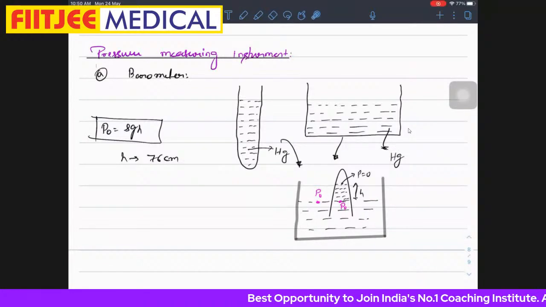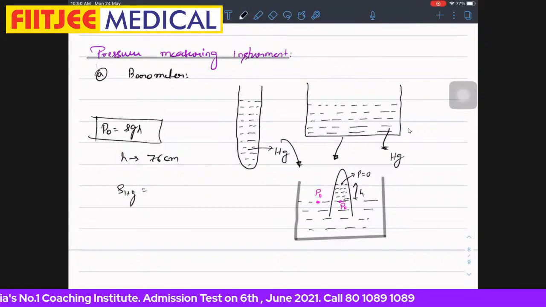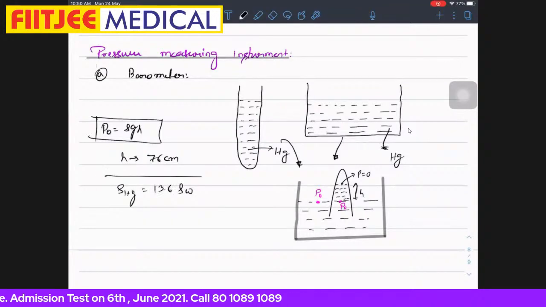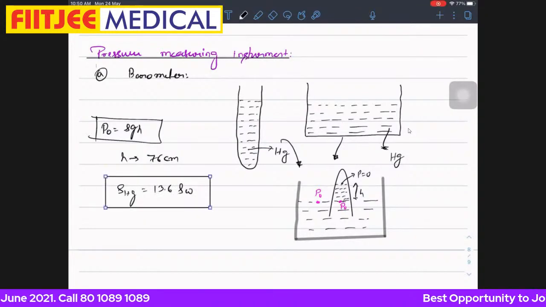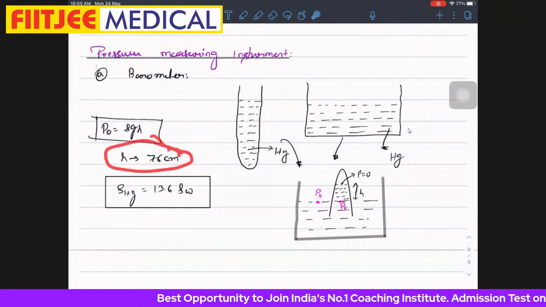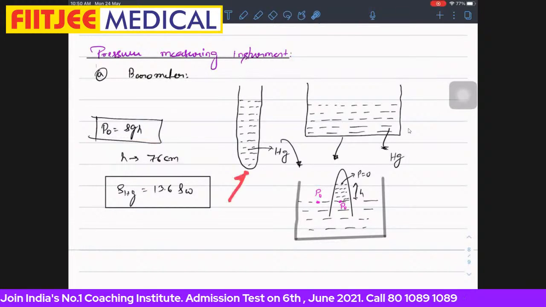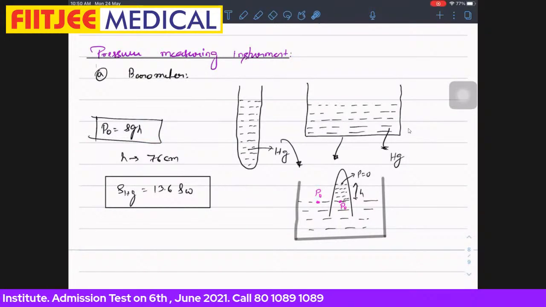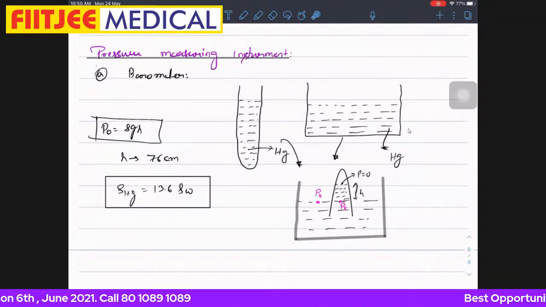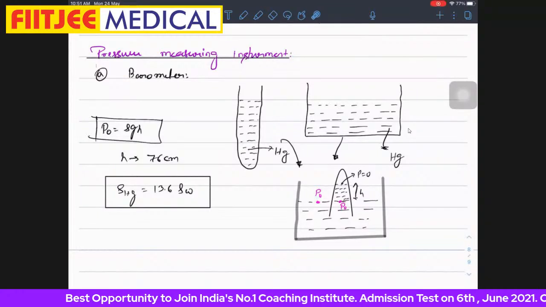Now what will happen if I use some other liquid, like water? Try to understand that mercury is 13.6 times denser than water. So if I use water, this height will become how much? 13.6 times this value. So making a barometer of water with this much height won't be possible. That's why we use mercury instead of any other liquid, so that the height is small and it is easier to do.